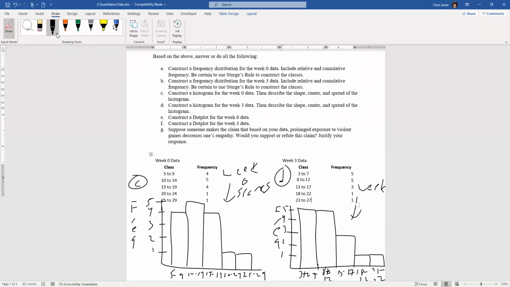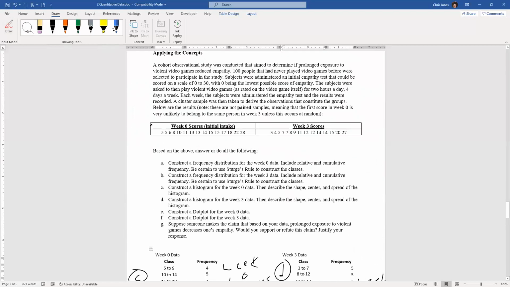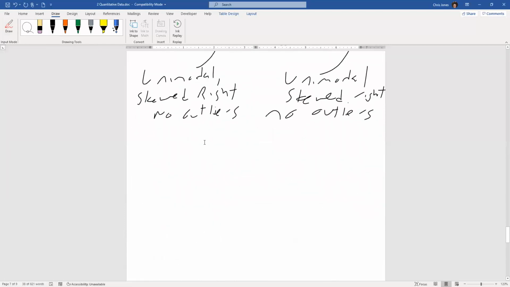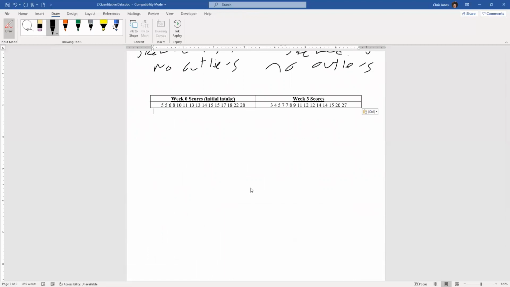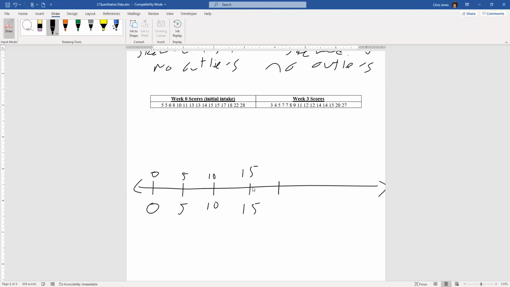Now we have to construct a dot plot for both. So what I'm going to do is copy down the original data, and I'm going to basically do a stacked dot plot. I'm going to start at 0 and go in increments of 5. So this is 0, and then we have 5, 10, 15, 20, 25, and then 30. On the top, I'm going to have week 0, and on the bottom, I'm going to have week 3.